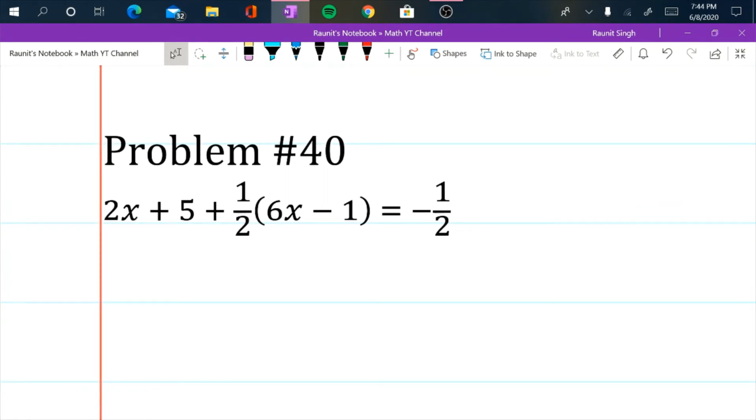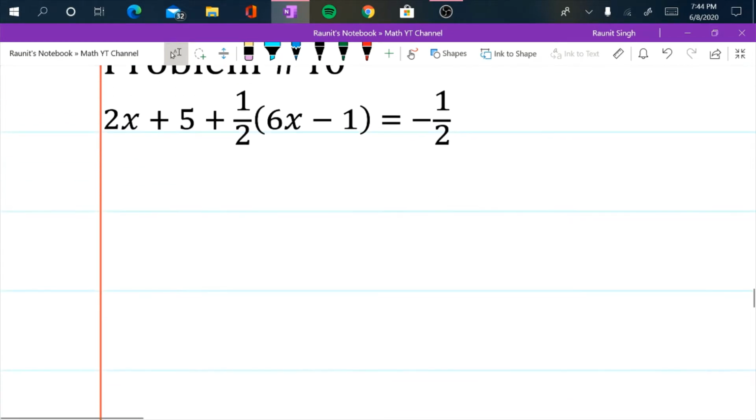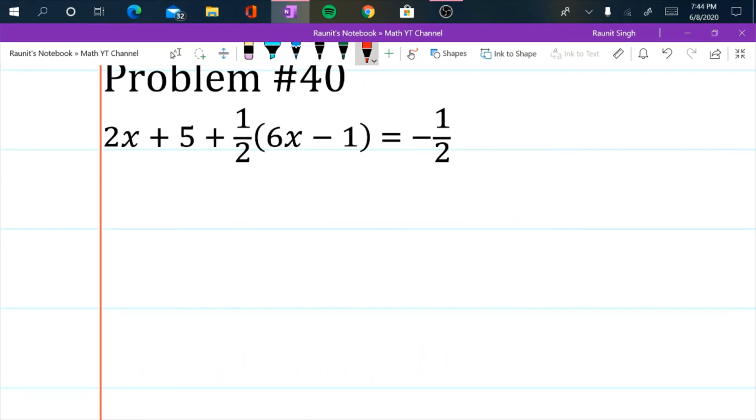2x plus 5 plus 1/2 times 6x minus 1 equals 1/2. Okay, so we're going to do the distributive property here. Since we already have 2x plus 5, we're just going to keep it like that. Don't have to distribute anything there. Plus 3x, since that divided by that is 3. And then you have 1/2 times -1, which is -1/2. And then it's equal to -1/2.